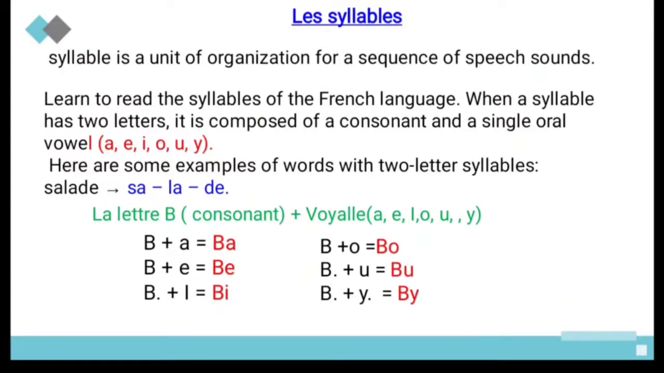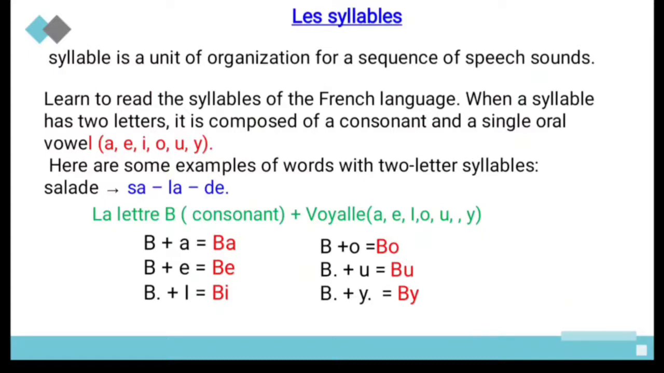And here some examples are there with two-letter syllables. A word consists of a single syllable, disyllable, trisyllable, like that. And here two-letter syllables, like salade, means what? Salad only. These are the two letters, sa, la. So with these syllables you will learn how to read the words and all.